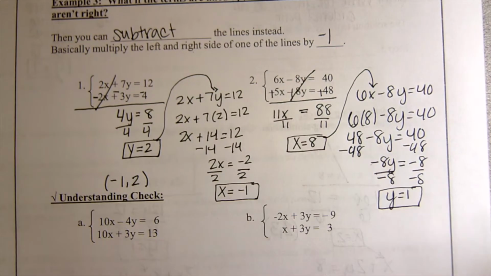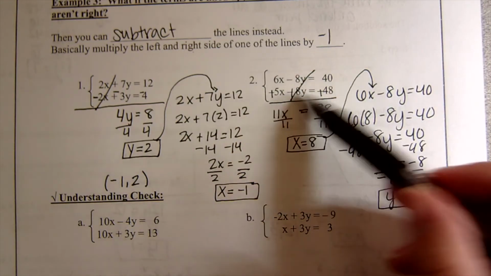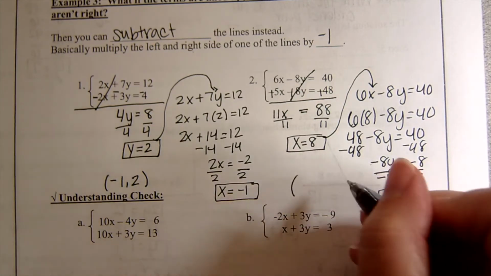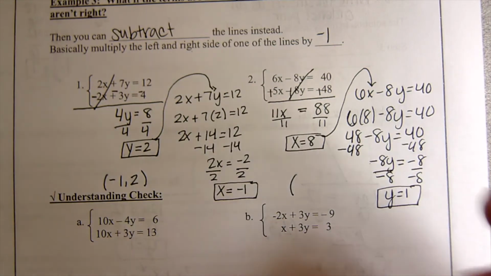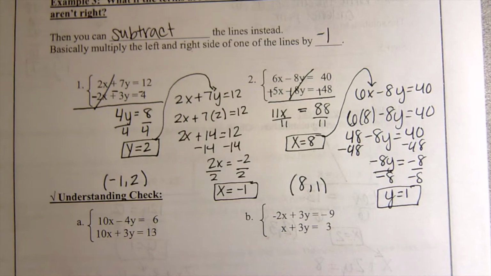So wait, let's say you wanted to substitute it into the one at the bottom. Would we have to remove the signs that we just made? No. So it's just going to be positive 5x plus 8y equals 48. Or you could use the original -5x minus 8y equals -48. It doesn't matter. All right, so what's our solution? 8, 1. All right, go ahead and try your understanding check.